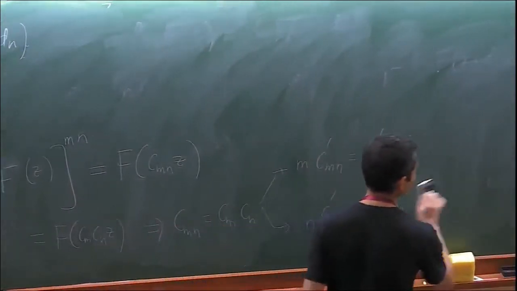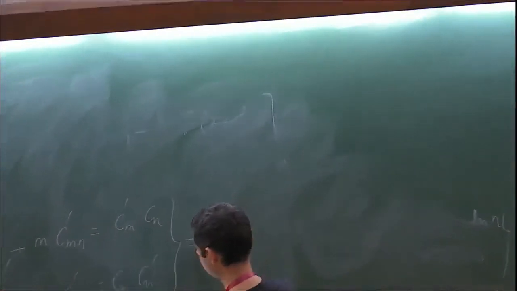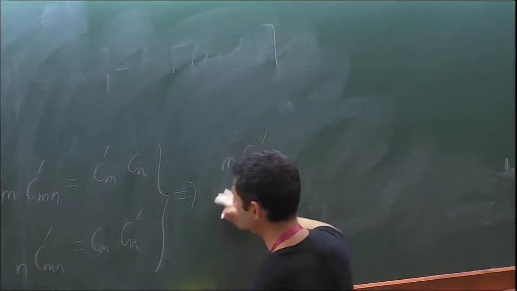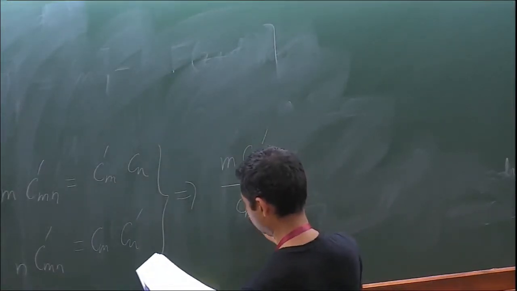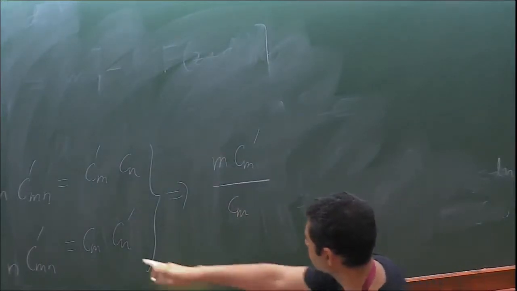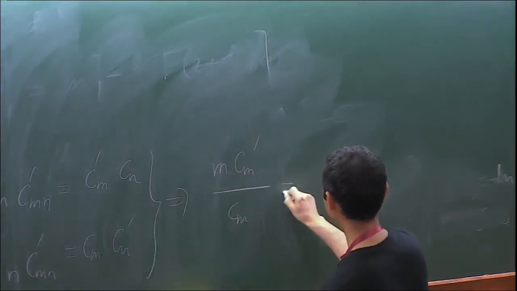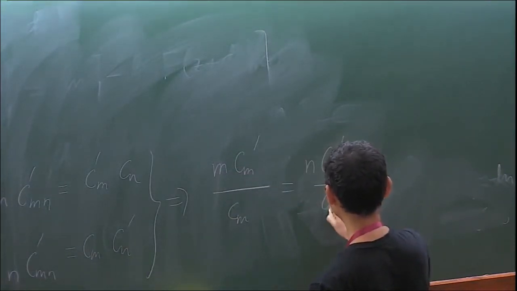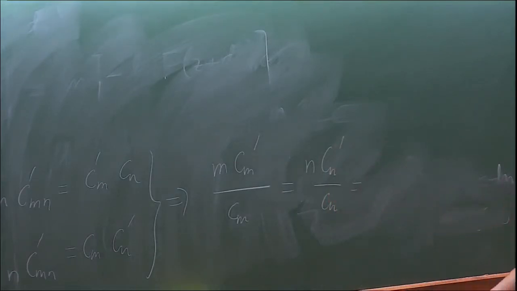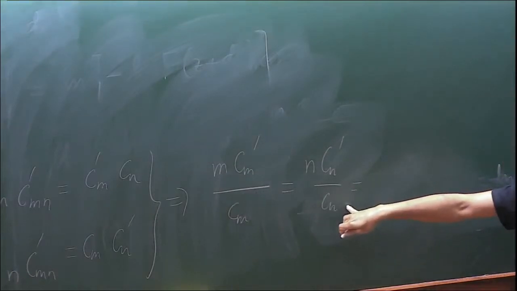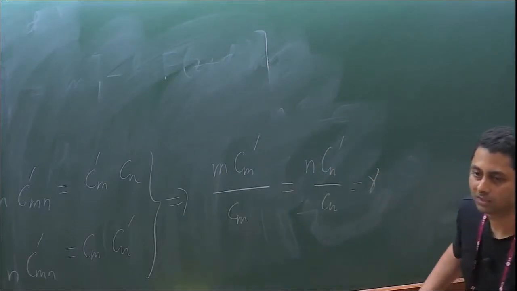Write it in a nicer way, and then you can show that m c_m' by c_m, this is equal to n c_n' by c_n, and this has to be a constant, right? Because this side is a function of m, this side is a function of n, this has to be a constant, and that constant you just call gamma.